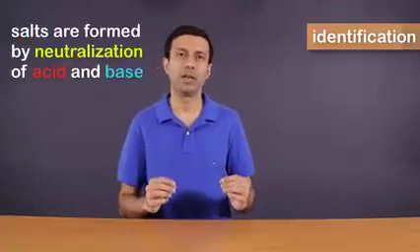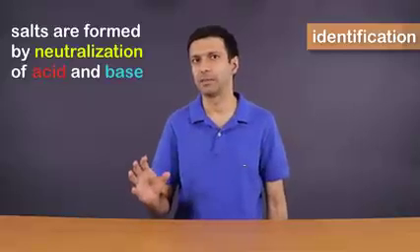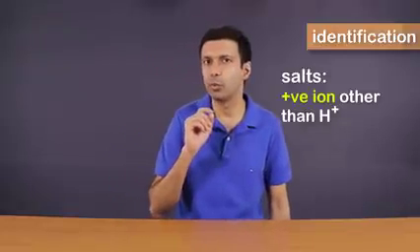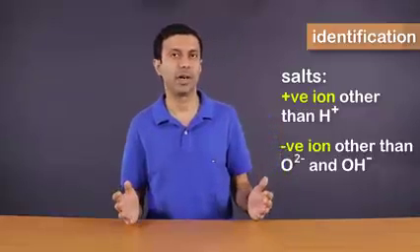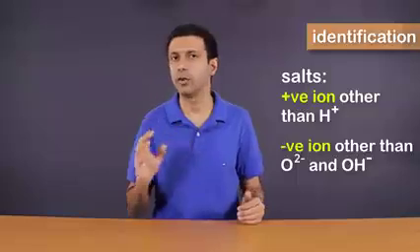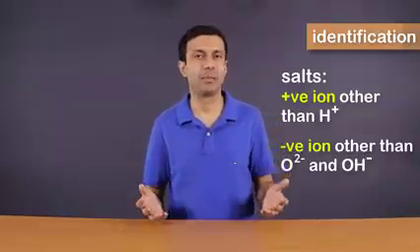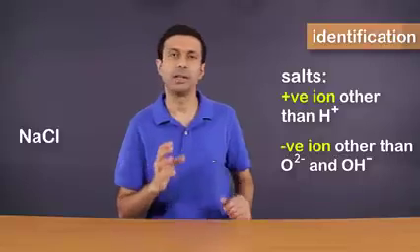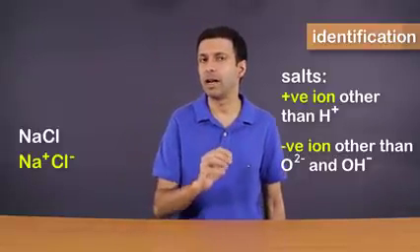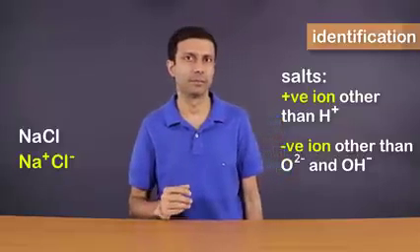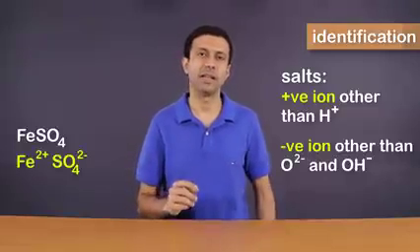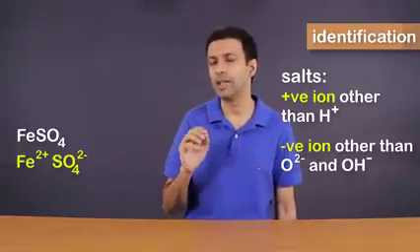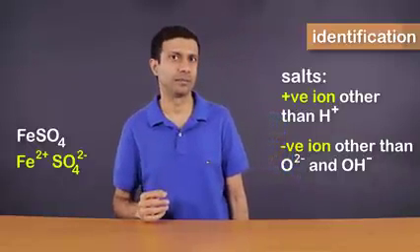Salts are formed by the neutralization of an acid and a base. Now the simple rule to identify a salt is that it should contain at least one positive ion other than H plus ion and at least one negative ion other than oxide or hydroxide ion. Now let's take the example of sodium chloride. So it contains sodium, the Na plus, and chloride, Cl minus ion. Now what about ferrous sulfate? That's right, it contains ferrous, Fe2 plus, and sulfate, 2 minus ions.